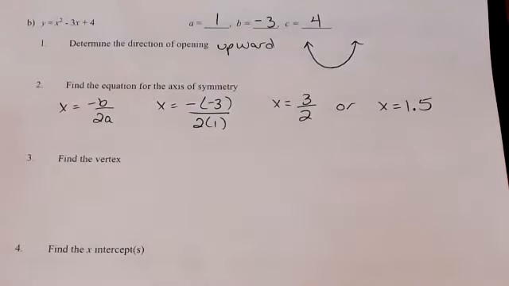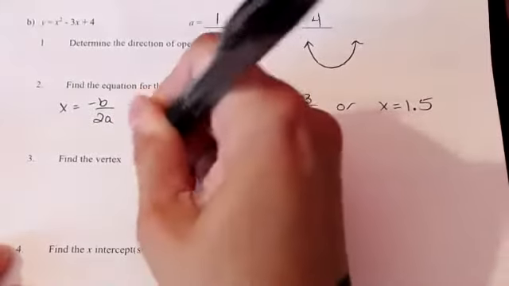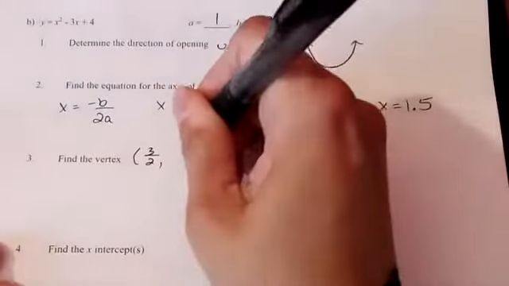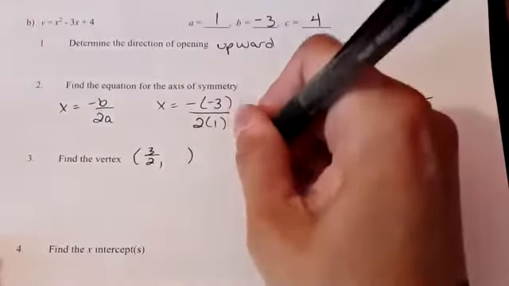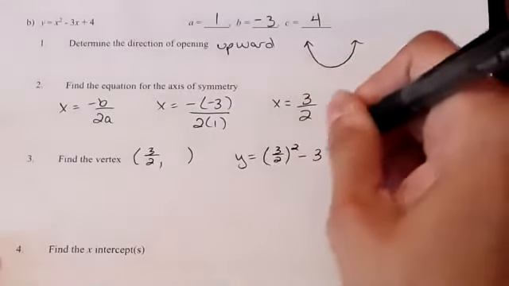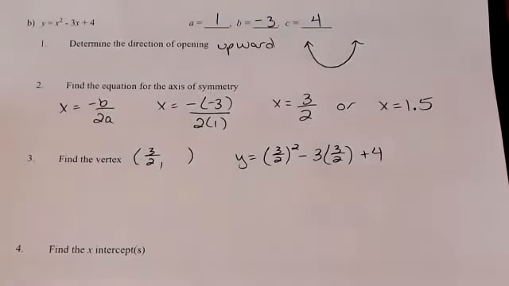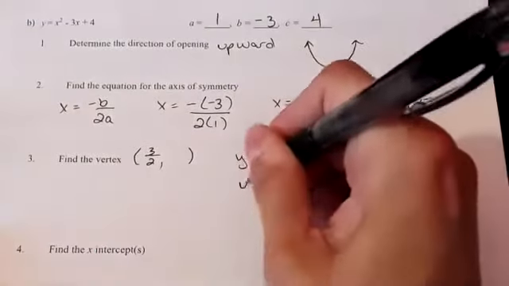We then want to find the vertex. Now, with finding the vertex, I would actually recommend using the fraction form just in case our answer is something that is irrational, right? So let's go ahead and plug this in. We know that our x coordinate for our vertex is 3/2. We just don't know what our y is. So we have y is equal to 3 over 2 squared minus 3 times 3 over 2 plus 4. We know how to square a fraction. We just square each of the parts. 3 over 2 squared is going to be 9 over 4.